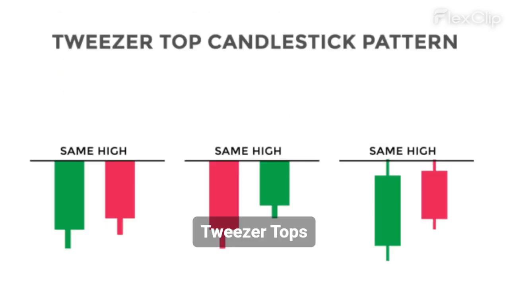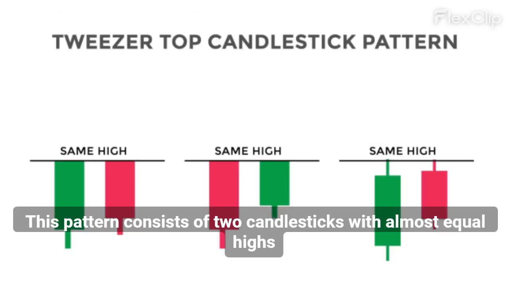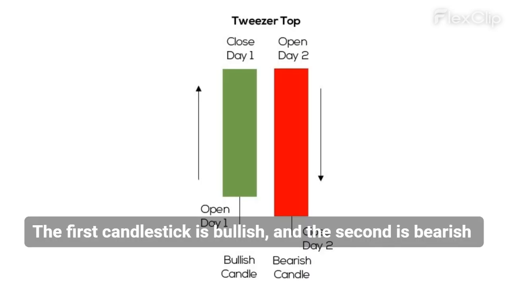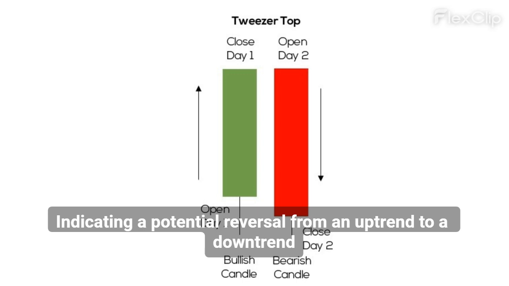Tweezer tops. This pattern consists of two candlesticks with almost equal highs. The first candlestick is bullish and the second is bearish, indicating a potential reversal from an uptrend to a downtrend.